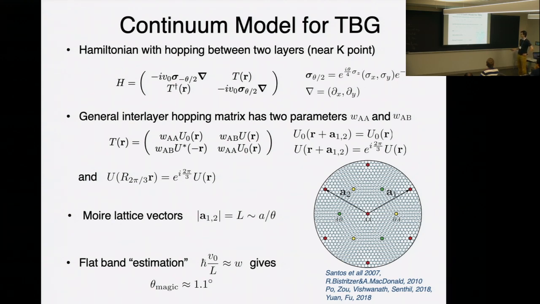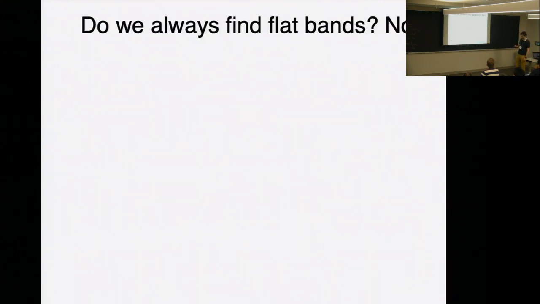It's described by a 4x4 matrix Hamiltonian, where the diagonal parts are Dirac operators, and there's an interlayer hopping potential, T of R, which is a two-by-two matrix. It consists of quasi-periodic functions U naught and U of R, whose particular form is not really important, but what is important is their symmetries, especially C3 rotation symmetry. If you rotate by the appropriate angle, it acquires a phase.